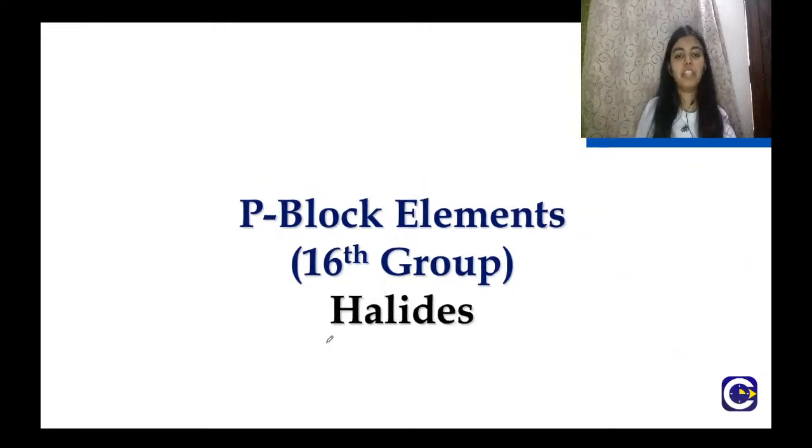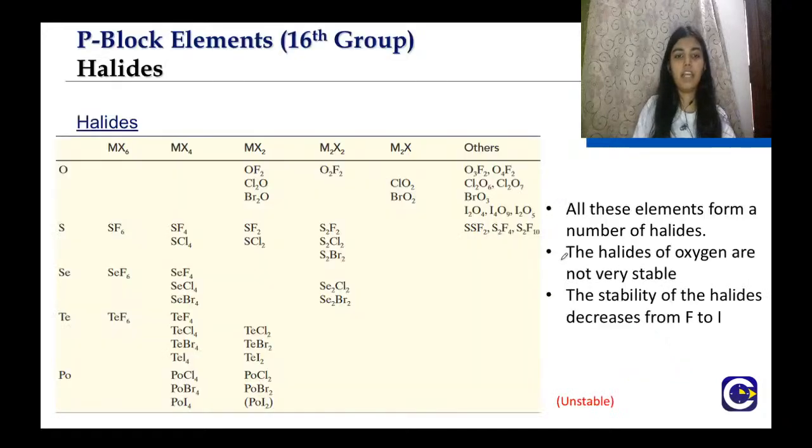First, we will deal with the halides of the 16th group elements. Let's review: what were the 16th group elements? Oxygen, sulfur, selenium, tellurium and polonium. These were the 16th group elements basically, right?